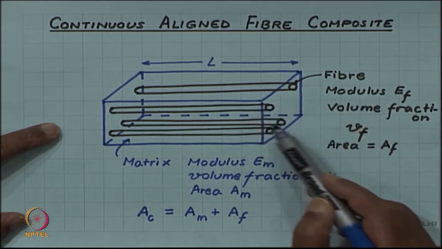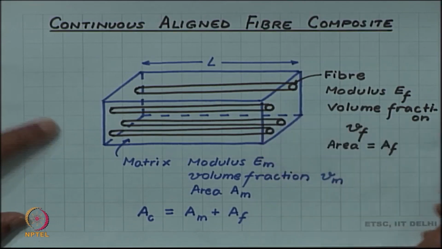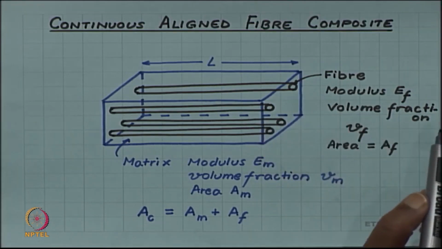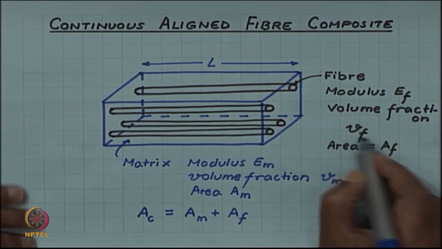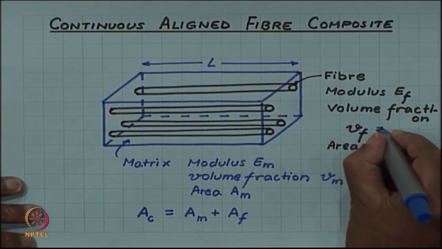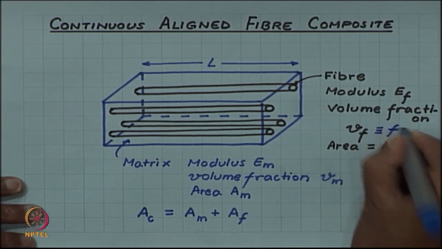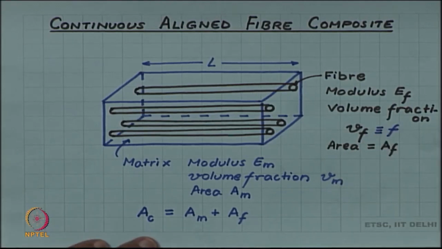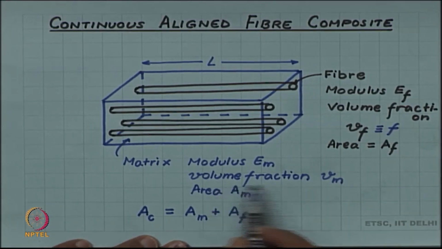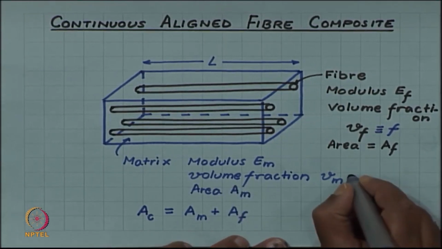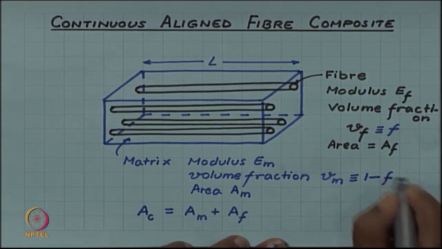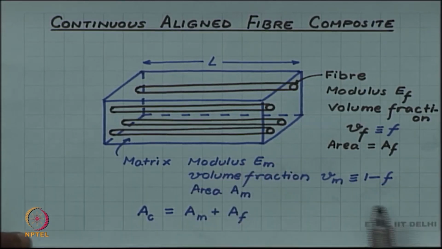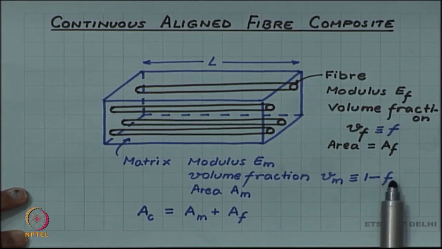Also, the volume fraction of the two phases is important in determining the modulus of the final composite. The volume fraction of fiber, let us call that Vf, or much more simply, let me denote it as F. The volume fraction of the matrix is Vm, which will obviously be 1 minus F, because there are only two phases. So, the volume fraction of matrix is 1 minus the volume fraction of fiber.